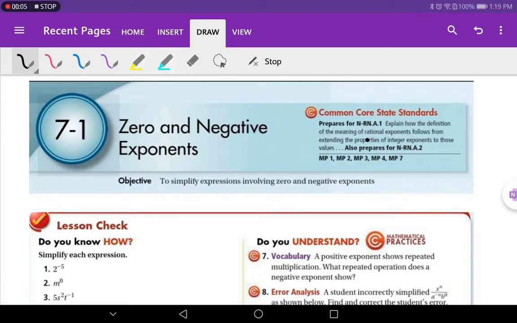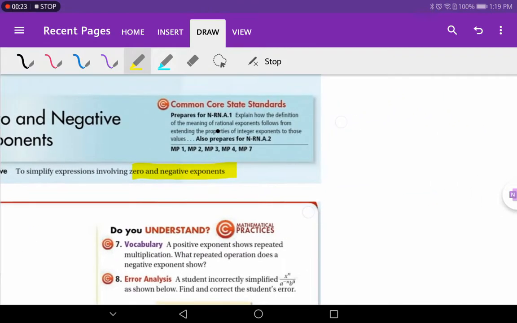Our lesson today is 7-1, zero and negative exponents, and our objective is to simplify expressions involving zero and negative exponents. Today we will learn how to deal with zero and negative exponents and use this knowledge to simplify expressions.